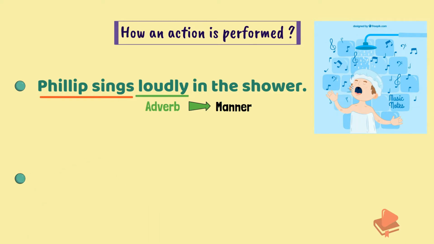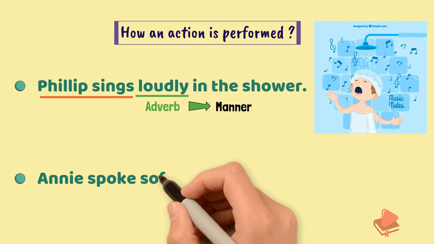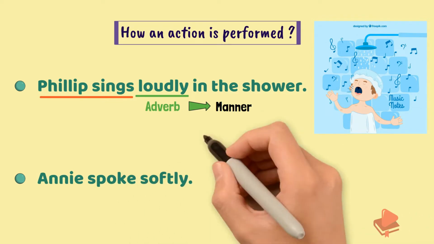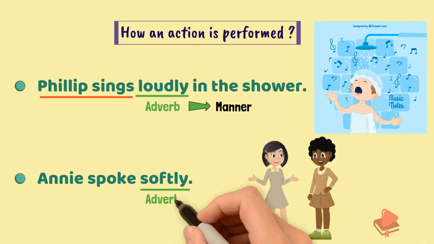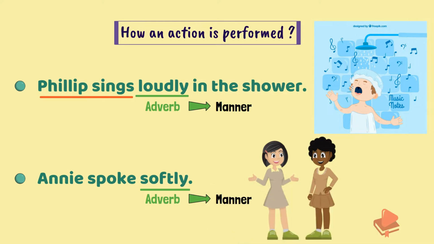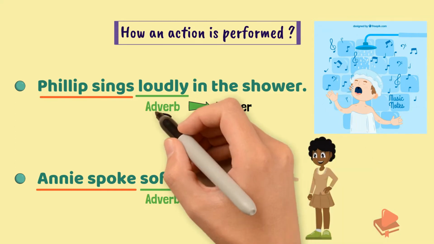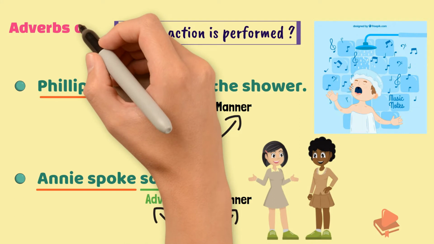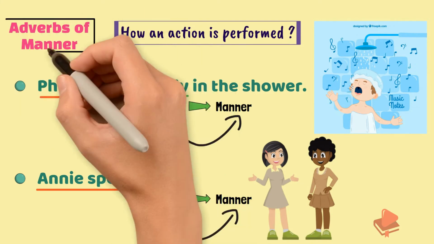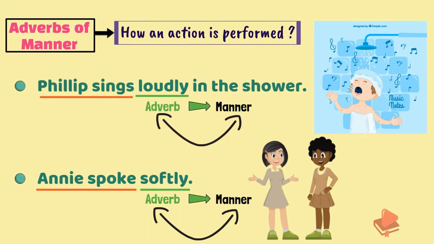Let's see another example. Annie spoke softly. Here we are able to know that Annie spoke, but how did she speak? She spoke softly. Softly is describing the manner in which Annie spoke. So softly is an adverb here. As we can see, these adverbs describe the manner in which the action is performed, so they are called adverbs of manner. They answer the question, how is the action performed?